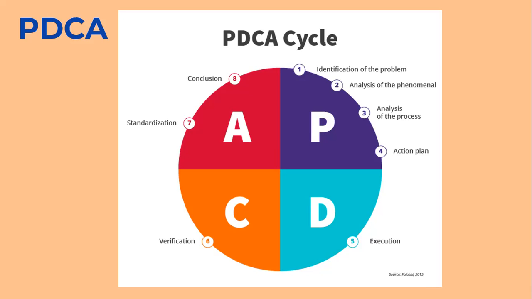So we can see, in this diagram, for example, there's an identification of a problem, analysis, program, and then you come up with a potential action plan.